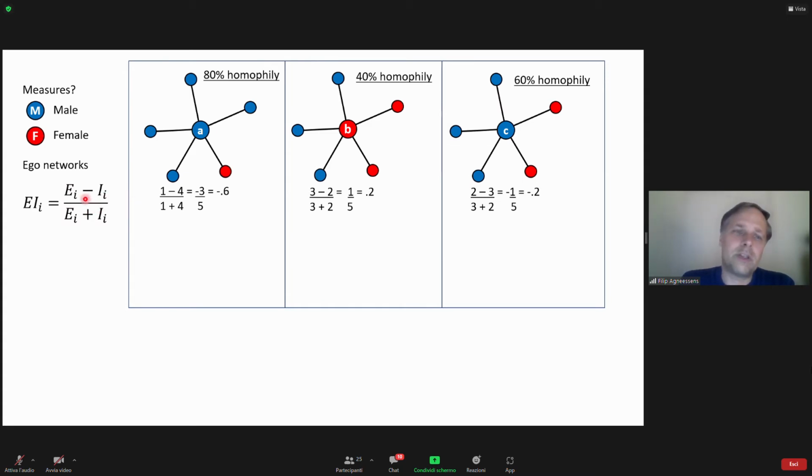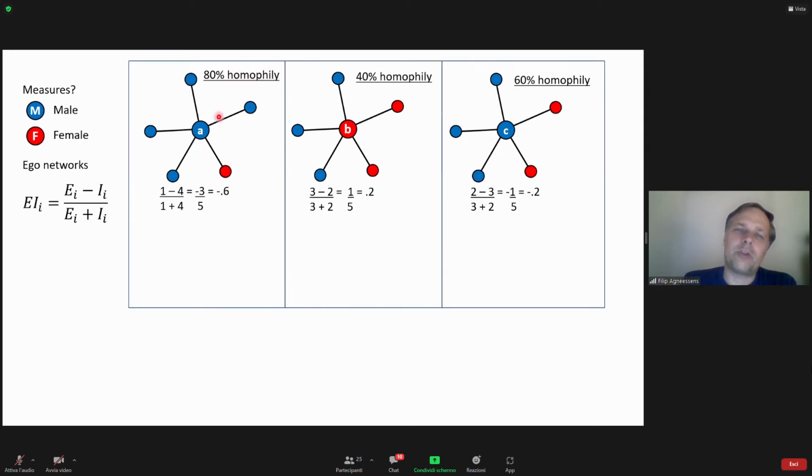So only external ties. If you have only internal ties, let's say you have 4 internal ties and no external ties, that's 0 minus 4 divided by 0 plus 4, which is minus 4 divided by 4, so minus 1. So this measure goes from minus 1 to 1. Minus 1 being homophily, because it's internal ties only. 1 being heterophily. I'm mentioning this because in some of the classic papers, the EI index is used, even though it's not so useful. I mean, it's counterintuitive. It's easier to just say, okay, this is a percentage of homophilous ties.